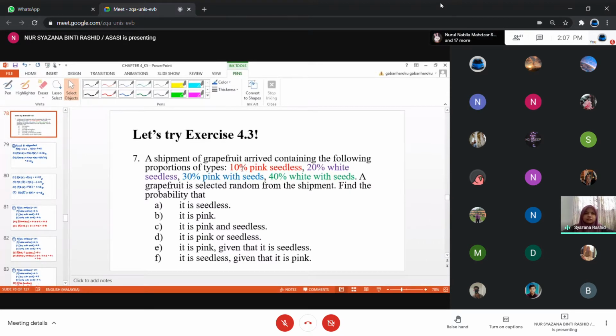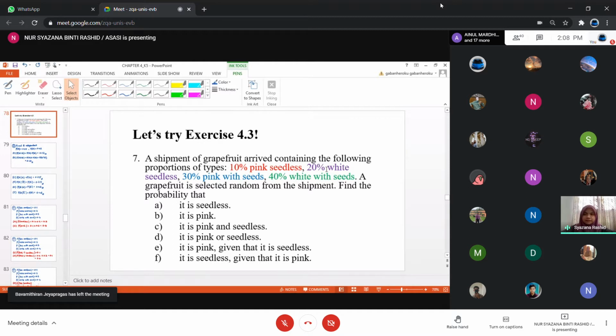So how do we change it into probability? If we want to know the probability of pink seedless, okay, this is grapefruit. This is its characteristic, its event. For the grapefruit, the event is pink seedless: the colour is pink and it has no seeds. So the probability of the grapefruit being pink seedless is 10%, meaning 0.1 or 10 divided by 100.